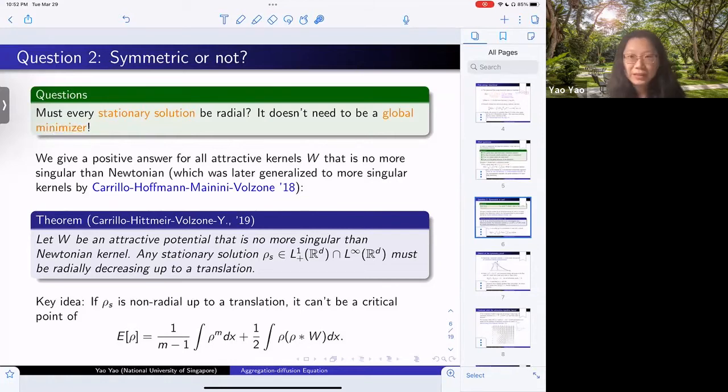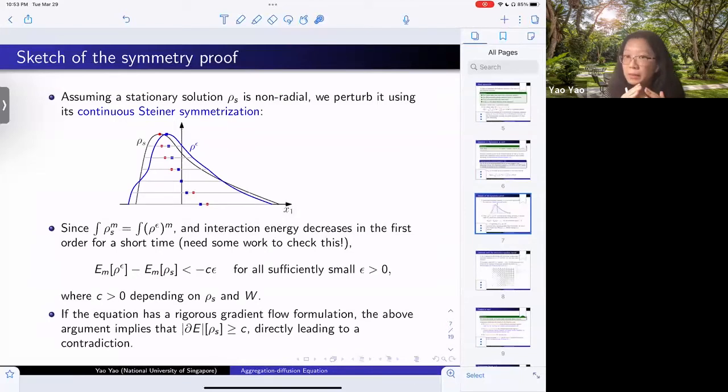Our idea for this proof is as follows. It's a calculus of variations idea: we basically want to argue that any function that is non-radial up to any translation can't be a critical point of this functional. To rule out it being a critical point, we cannot just directly do this symmetrization procedure, because that is not going to give us any contradiction. Rather, we have to perturb it locally to argue that the energy functional under this local perturbation is decreasing to first order in the perturbation parameter, so that it cannot be a critical point.